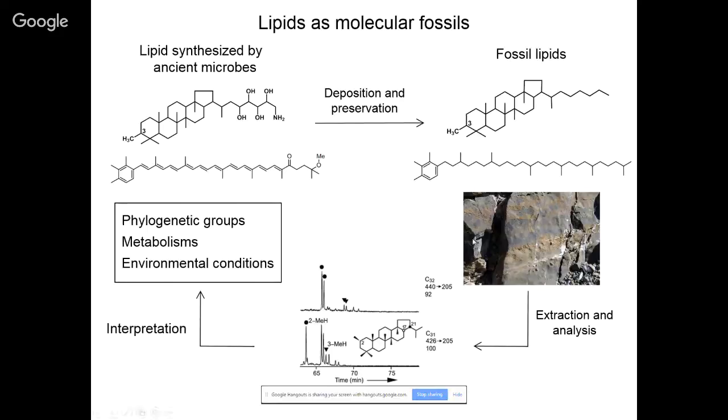And then they can make interpretations based on what organisms today are actually producing these molecules. They can look at different types of phylogenetic groups that may have been present, their metabolisms that were there, and then they can even look in modern environments for these lipids and link these modern environments to ancient conditions.